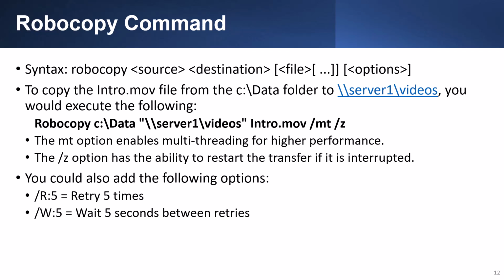/mt /z. The MT option enables multi-threading for higher performance, and the /z option is the ability to restart the transfer if it is interrupted. You can also add the following options: /r:5, which means retry 5 times, and /w:5 means wait 5 seconds between retries.